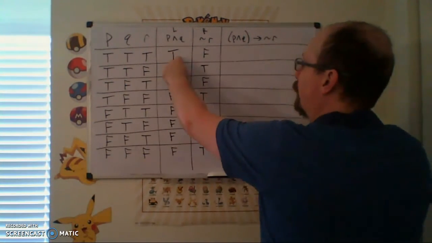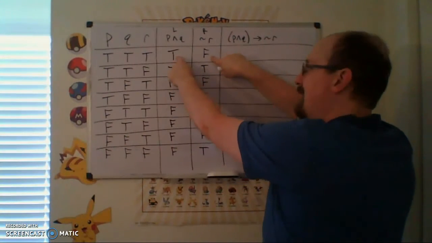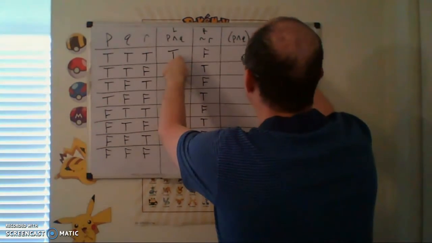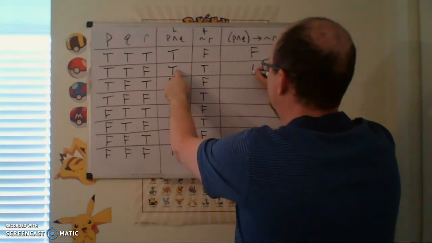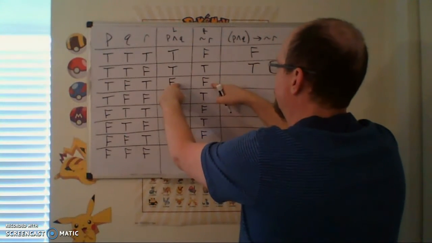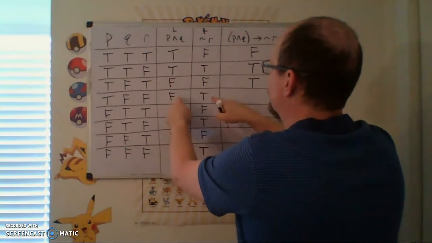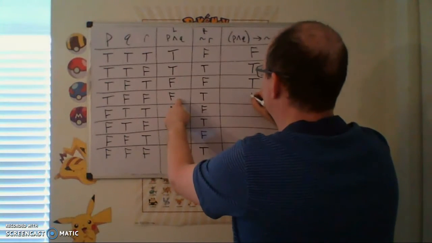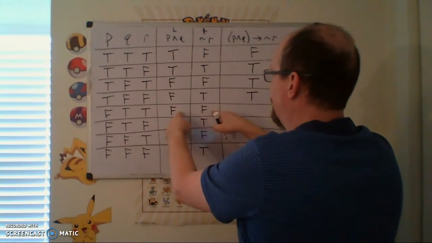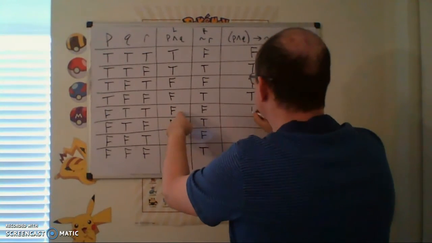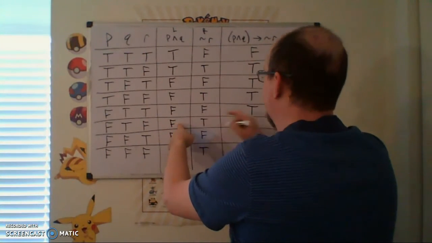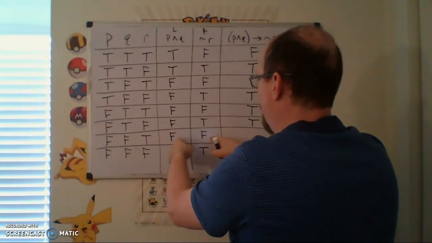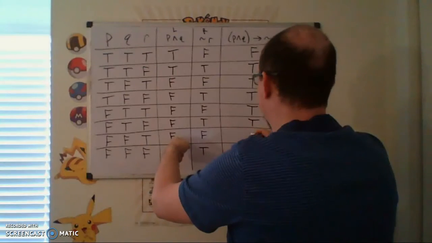Anyway, true implies false. That is our false condition. So you get a false there. True implies true. That one's true. False implies false. True. False implies true. It's true. False implies false. Again, still true. False implies true. Yeah, you get the idea. We've already done that one. False implies false. Third verse, same as the first.